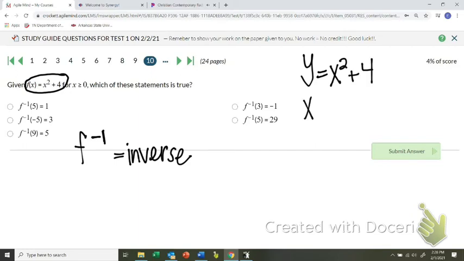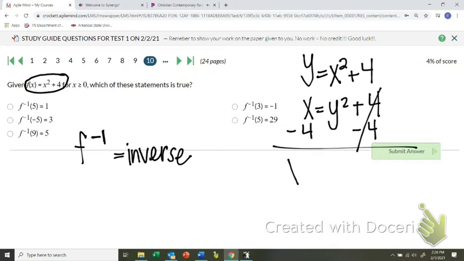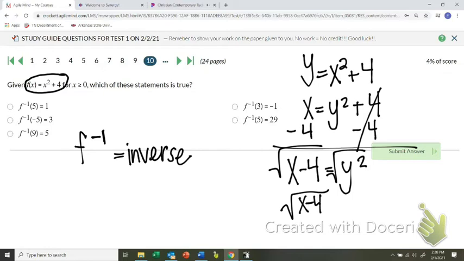So first I'm going to swap. Then what will I do? Cancel the 4 out, by subtracting 4. So I've got x minus 4 equals y squared. But how do you get rid of a square? So the square root of x minus 4 equals y.